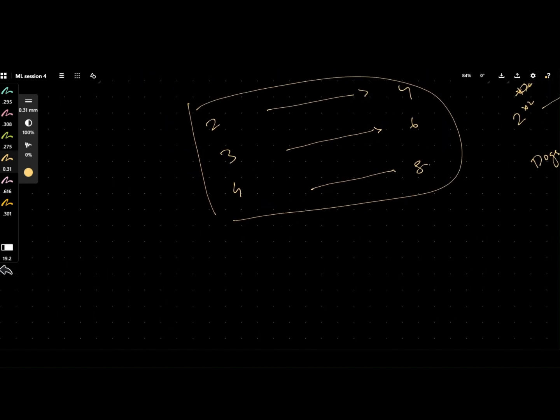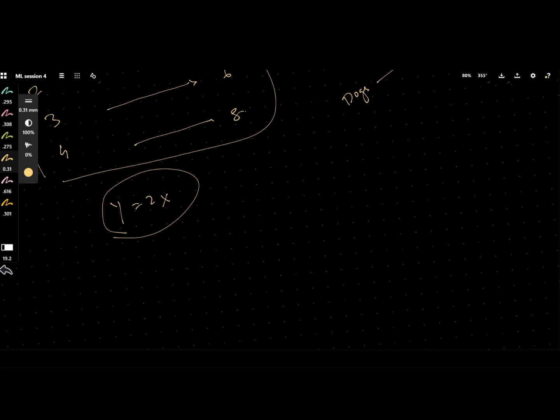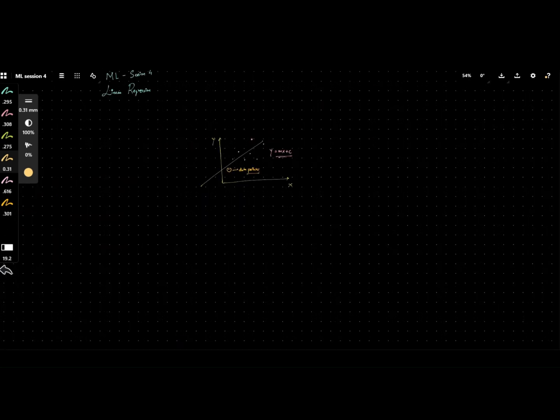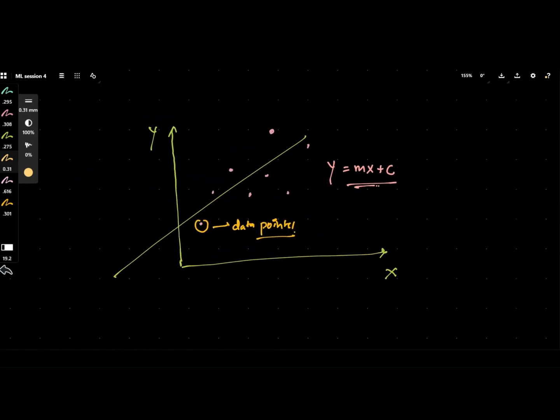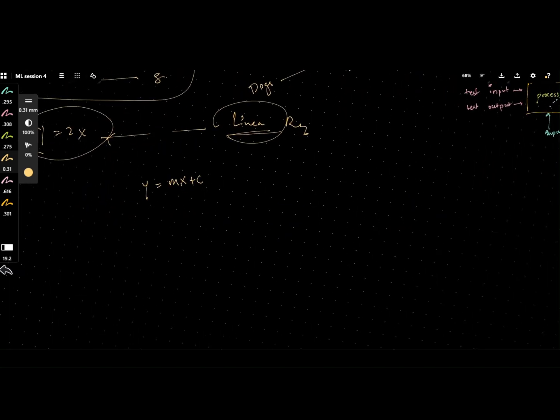Now, as a human, you can see that this is y equals 2x, right? Remember you were learning linear regression? We're currently targeting linear regression. This is a linear equation, y equals mx plus c. This is c if I remember correctly. So that is the basic linear equation.